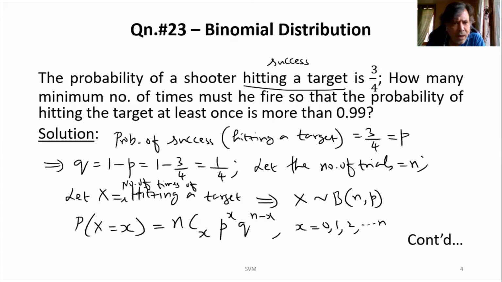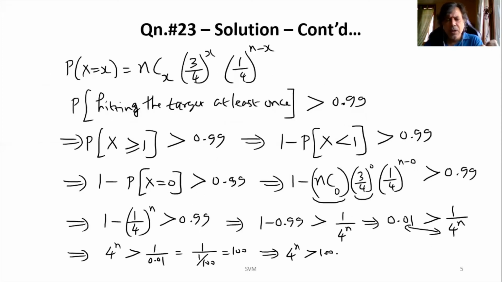Then what is the minimum value of n? What is possible? 4^1 is 4 only. It is definitely not larger than 100. 4 squared, 16, is also not larger than 100. 4 cubed is 64, not larger than 100. But 4^4 is. n can take only integer values because it is the number of trials. It can't take any decimal values. So the minimum number of trials should be 4, because 4^3 is 64, which is not larger than 100. But if I multiply one more 4 with 64, it will exceed 100. So n should be 4. That is the answer for this.